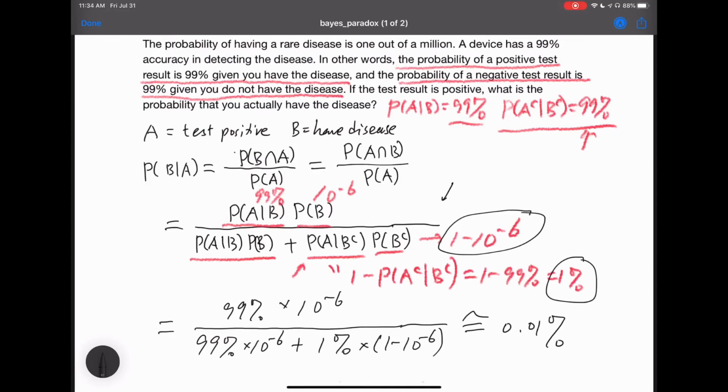So this is a bit counterintuitive. The probability of having the disease given a positive test is only 0.01%. But this is the correct answer using the Bayes formula.